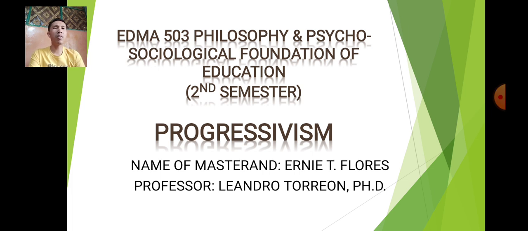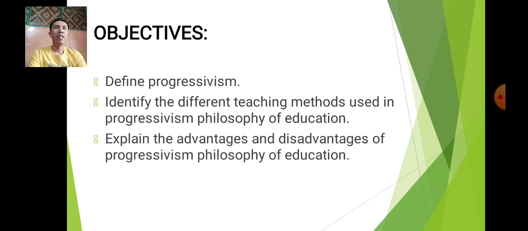My task this morning is to report all about the topic Progressivism Philosophy in Education. Here are the objectives of my topic. Number one, define progressivism. Number two, identify the different teaching methods used in progressivism philosophy of education. And number three, explain the advantages and disadvantages of progressivism philosophy of education.